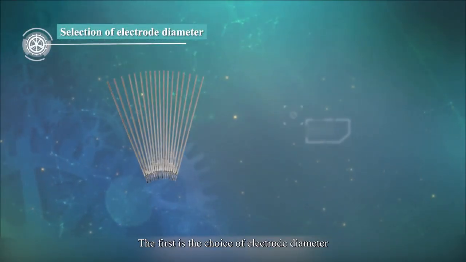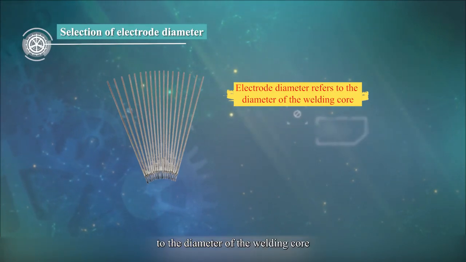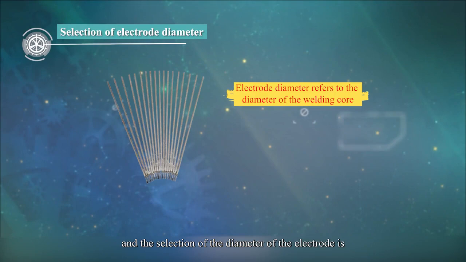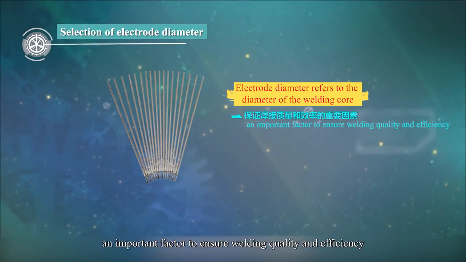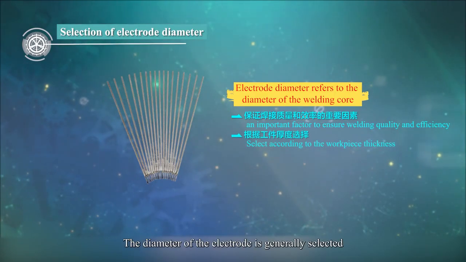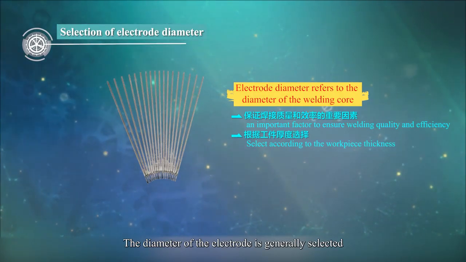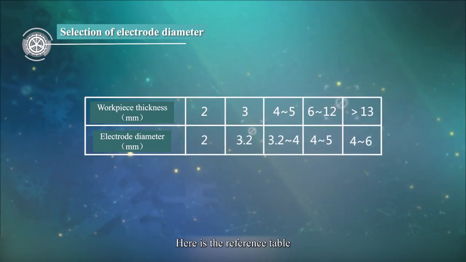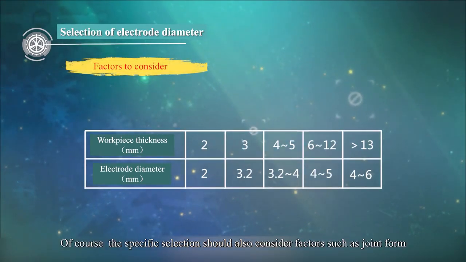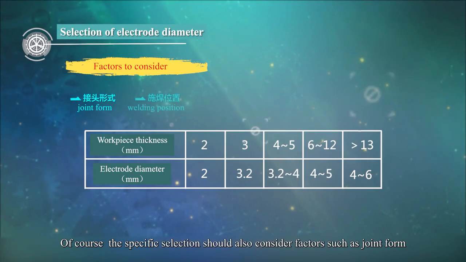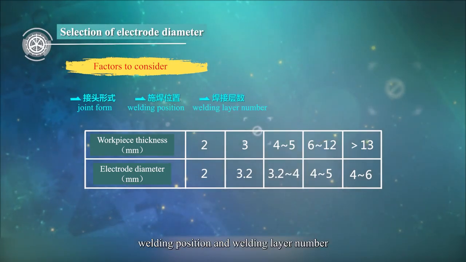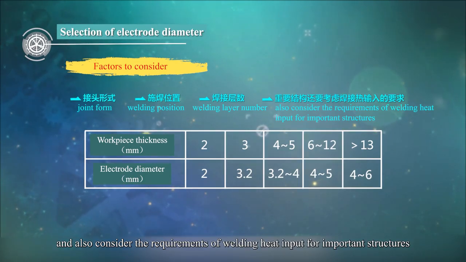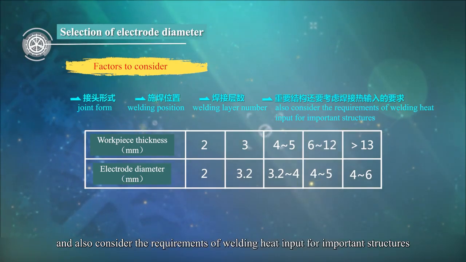First, let's look at the choice of electrode diameters. It refers to the diameter of the welding core, and the selection of the diameter of the electrode is an important factor to ensure welding quality and efficiency. The diameter of the electrode is usually selected according to the thickness of the workpiece. Here is the reference table. Of course, for the specific selection, we should consider factors such as joint form, welding position, and welding layer number, and for important structures, the requirement of welding heat input also matters.